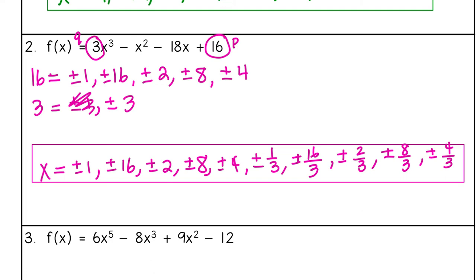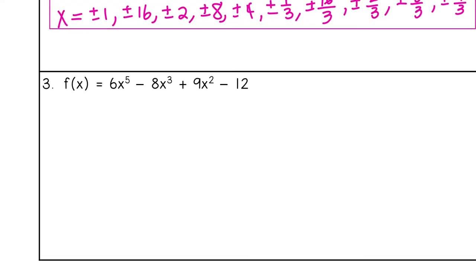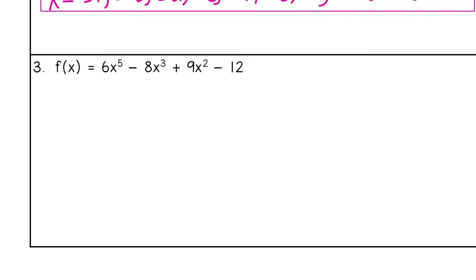Okay, and then one more example. F of x equals 6x to the 5 minus 8x cubed plus 9x squared minus 12. Same, if you try to factor it, it's really not going to work. So we have to use the rational zero theorem. So we need all the factors of 12 divided by all the factors of 6. So these are smaller numbers, so hopefully it's not too bad.